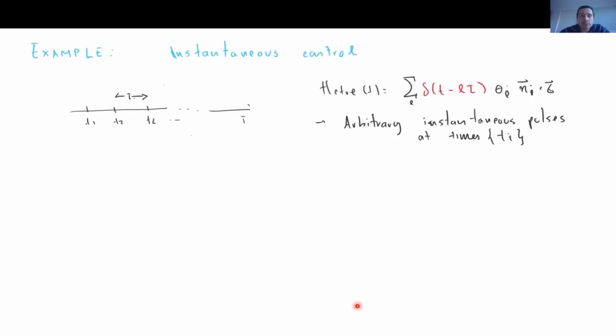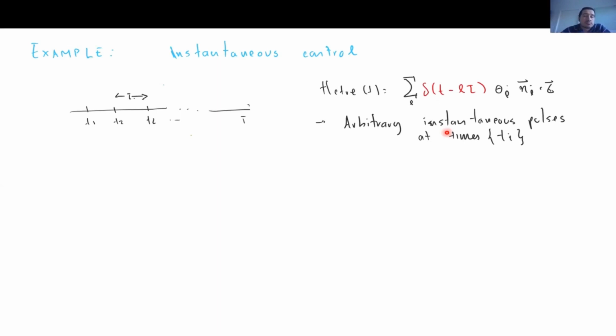Okay, so let me now illustrate, to finalize, I guess, or almost. Let me illustrate this by two examples. The first one is the case of instantaneous control. And so in here, imagine that I have a total time from 0 to t, right? And I can apply any instantaneous pulse that I want at a multiple of some fundamental time, or some switching time tau. And so t1 is tau, t2 is 2 tau, and so on, right?